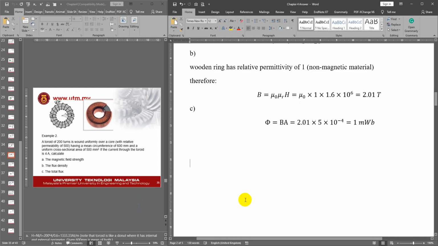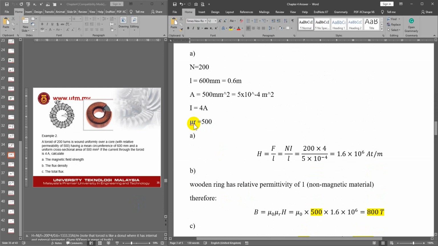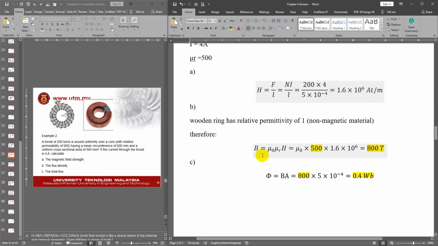Now we move on to the second example. The difference now is the mu R. The relative permeability is 500. So for A, nothing changes, but for B, you can see that mu is changed to 500 and the answer is changed. This one also changed because B changed, and we get 0.4 Weber.